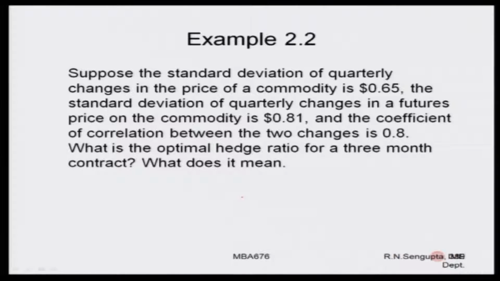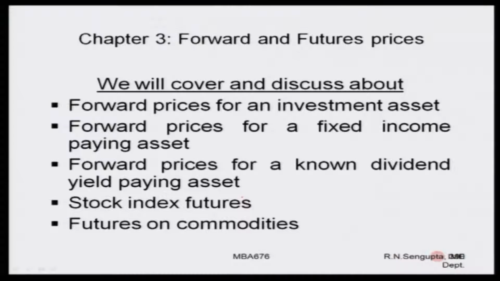We will consider example 2. Suppose that the standard deviation of the quarterly change in the price of the commodity is given, the standard deviation of the quarterly change in the futures price is also given, and the correlation coefficient between these two changes, rho, is given. Then you can find the optimum hedge ratio using the formula which you have already discussed.